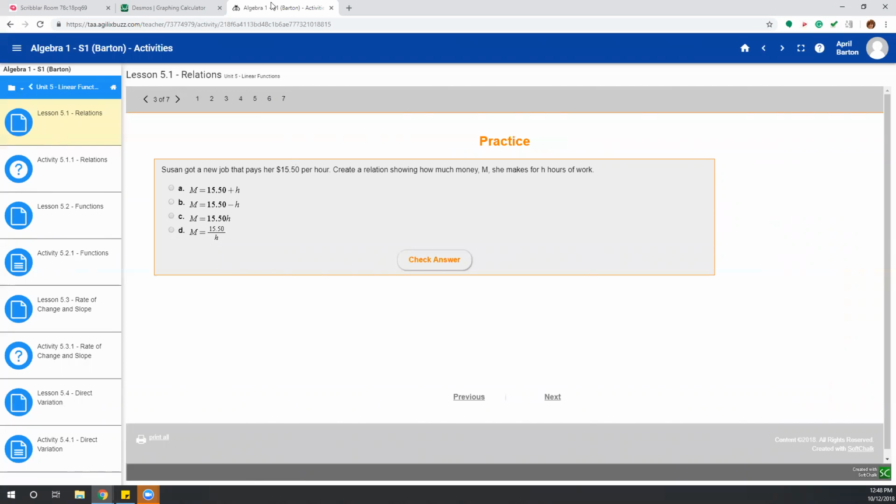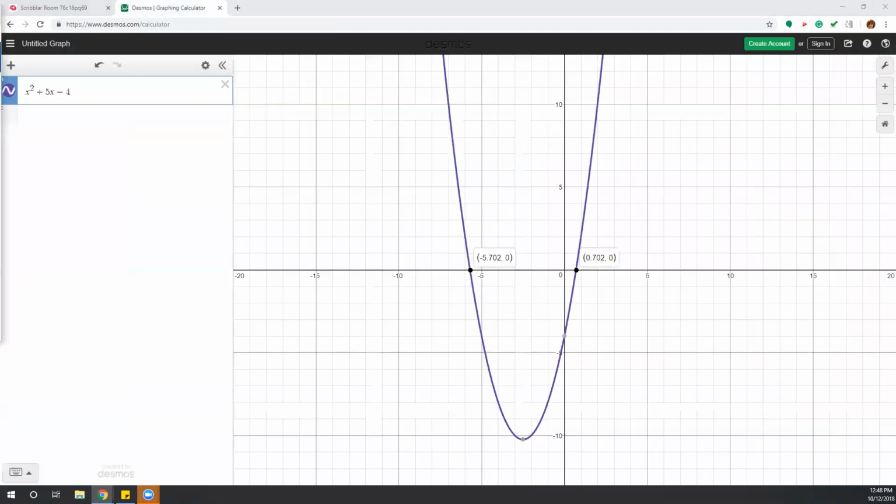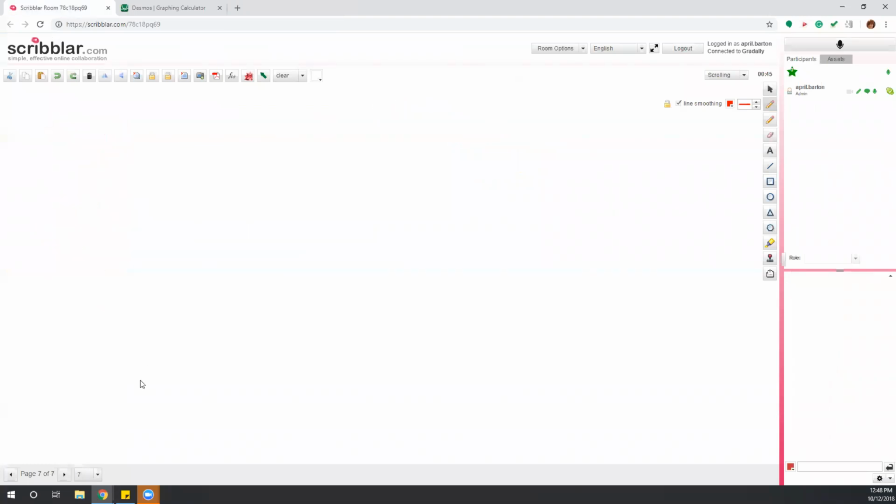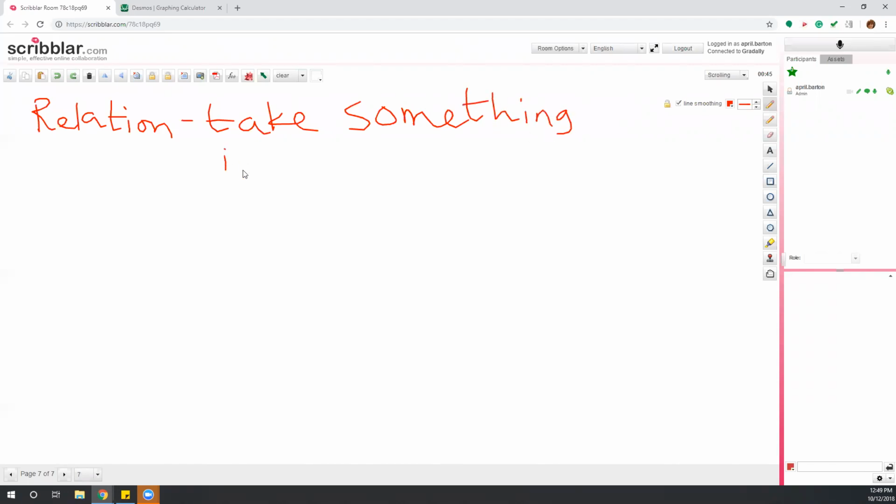Okay. So relations is trying to take something in the real world and actually create a math equation for it. One of the easiest ones that you see a lot is your pay. If you're paid hourly, then you can actually create an equation so you can figure out, well, if I'm working 30 hours, how much do I make total?